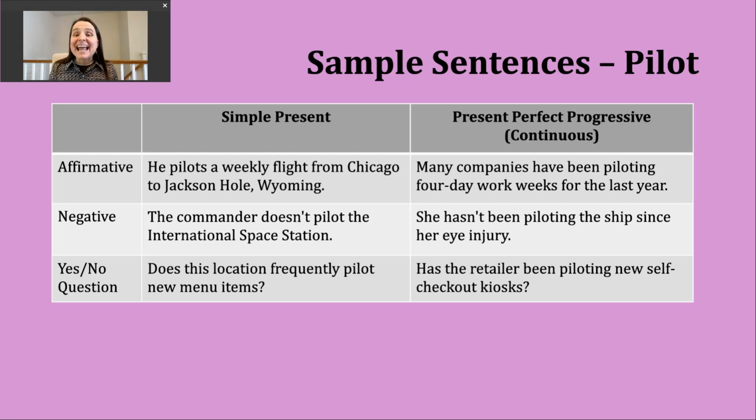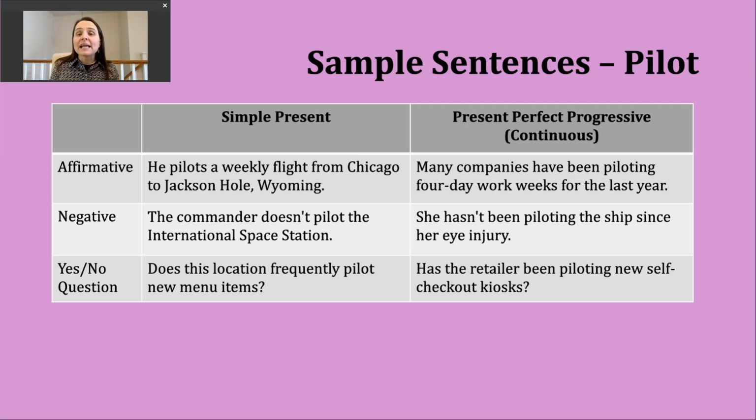If you want to make a negative present perfect progressive sentence, our structure is going to be have or has, then not, then been, then the ing form of the verb. Here's another example. She hasn't been piloting the ship since her eye injury. This might make sense, right? Someone's maybe not able to see as well, so they're not going to be in charge of steering or guiding.